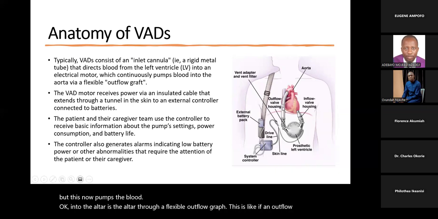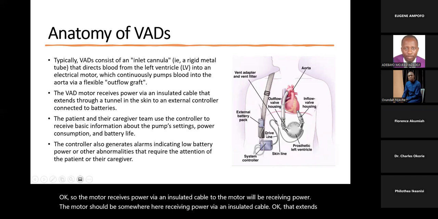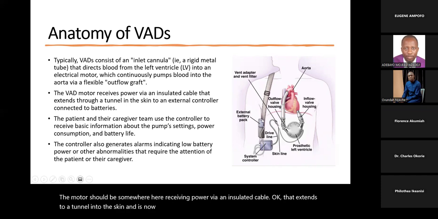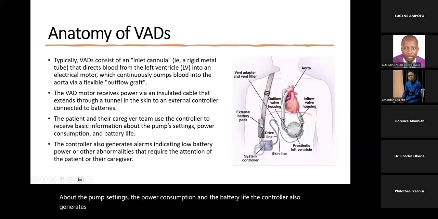Okay, so the motor receives power via an insulated cable that extends through a tunnel in the skin and is connected to an external controller connected to batteries. The patient and the caregiver use this controller to receive information about the pump settings, the power consumption, and the battery life. The controller also generates alarms, maybe if the battery is low or for any other abnormalities that require the attention of the patient or the caregiver.